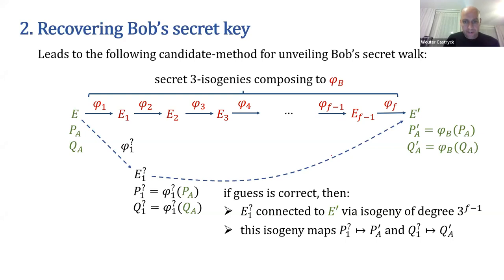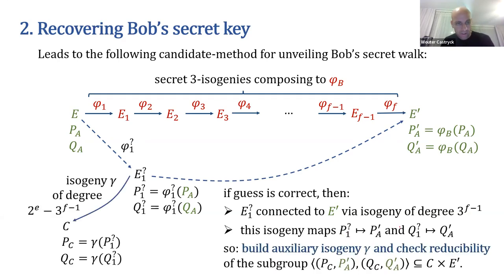Well, if the guess is correct, then we are actually here. And in that case, E1 question mark and E prime will be connected via an isogeny of degree 3 to the f minus 1. Moreover, since PA prime is the image of PA under this chain, it must be the case that PA prime is the image of P1 question mark under what is left of this chain. So this isogeny of degree 3 to the f minus 1 is also known to map P1 question mark to PA prime and Q1 question mark to QA prime.